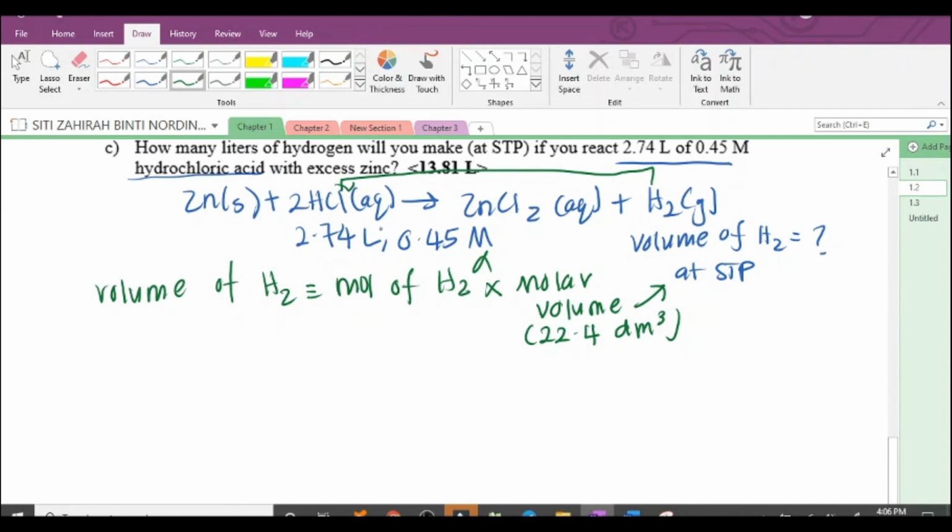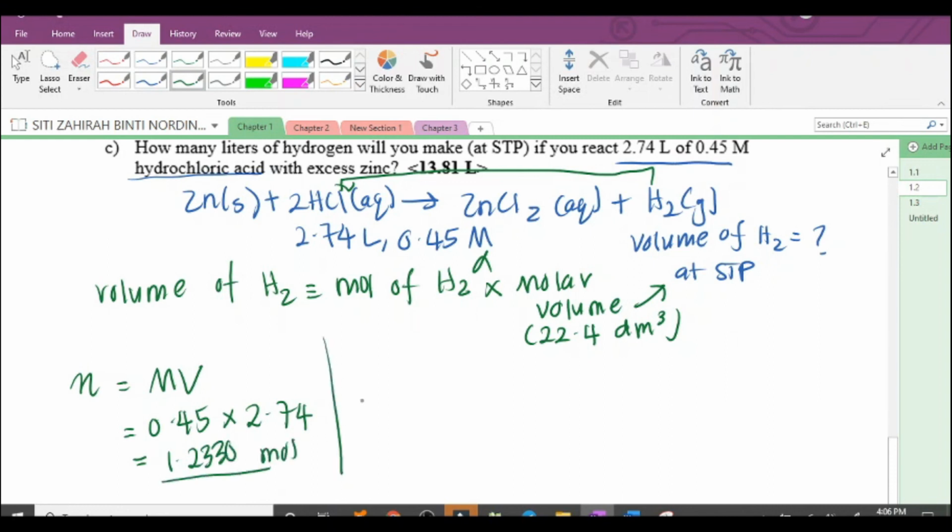Again, hydrochloric acid is a solution, so you can find the mole by using this formula, mole equal to MV. So the molarity is 0.45 times 2.74. That would be 1.2330 mole. Just want to remind you guys that it would be easier if you write specifically which mole that is, which volume that is. So just write it as mole of HCl.